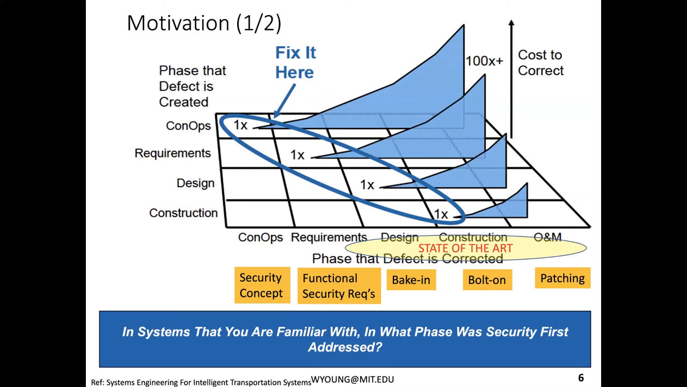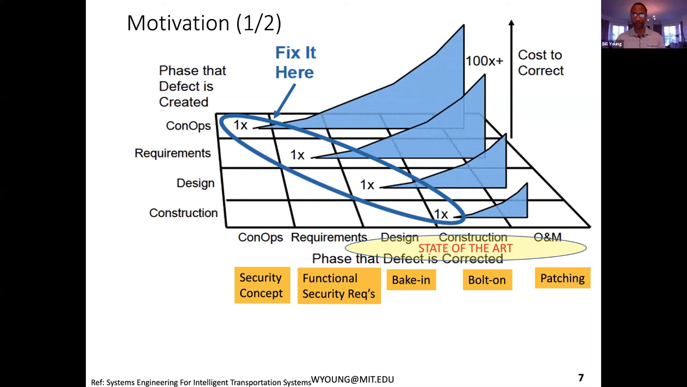Okay. So that's about what we expect. But again, the problem with that is that even if you're getting into design, if there was a problem that originated in CONOPS, you're still looking at 100x cost to fix it versus had you been able to catch it in the CONOPS. So one of the things that we're going to explore here is how STPA-Sec deliberately enables you to find and fix those things as early as the CONOPS stage.